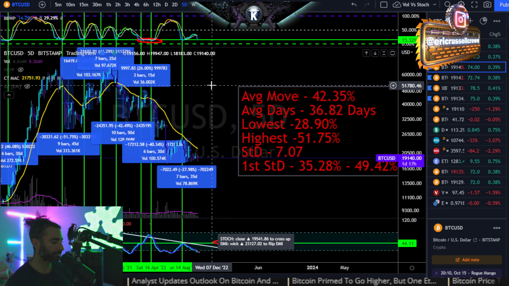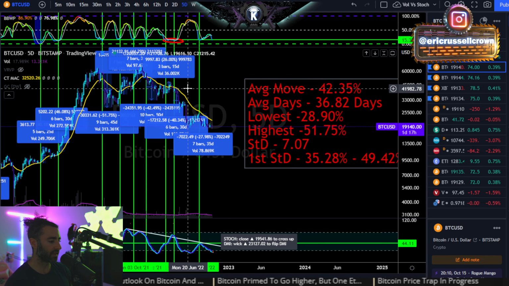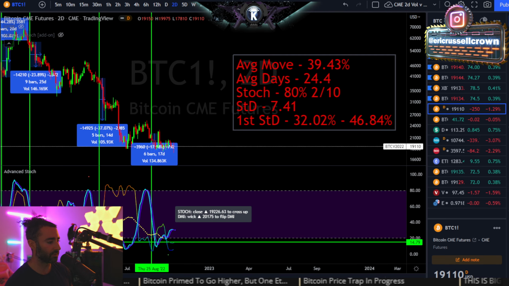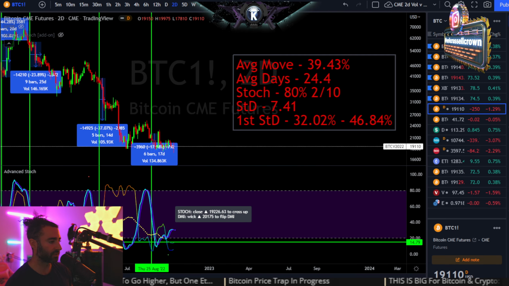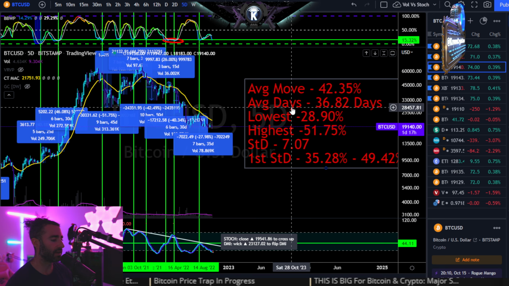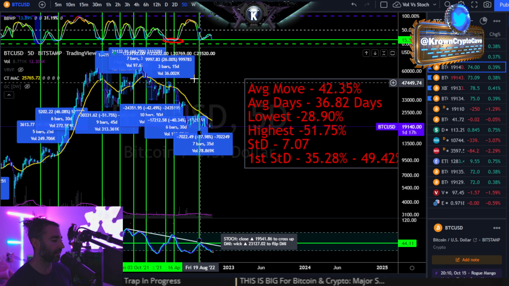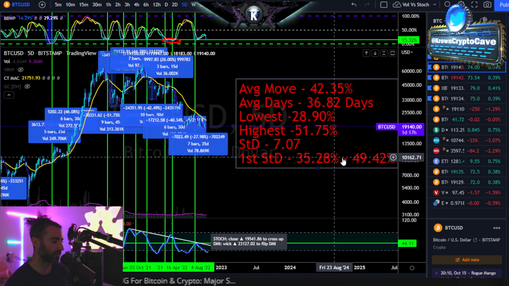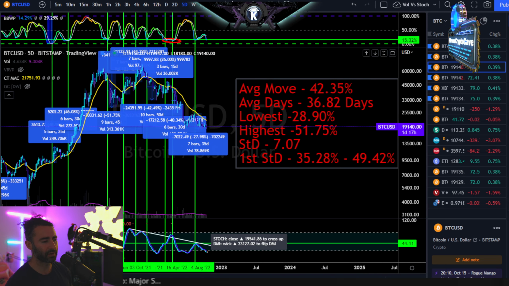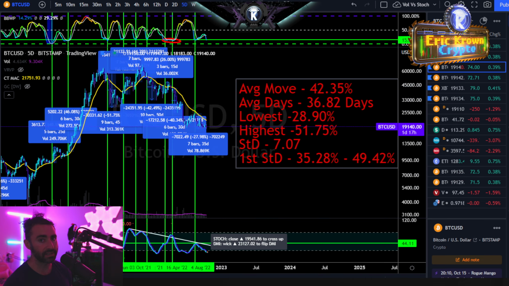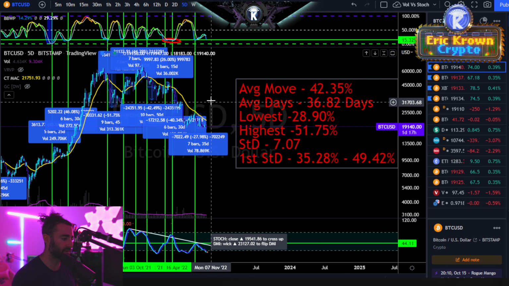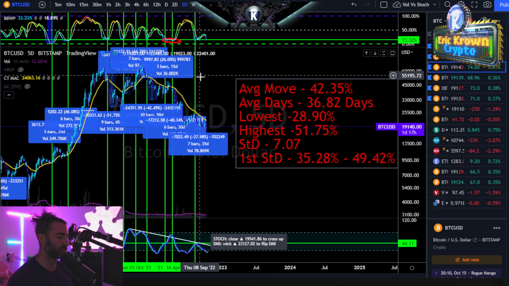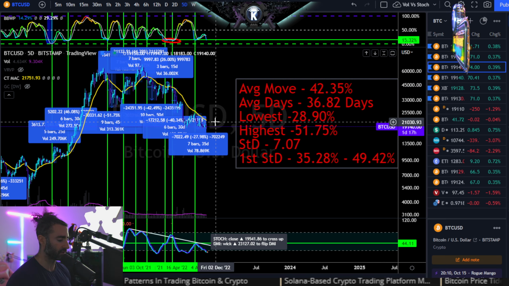Anyways, in this case, this signal does theoretically take longer than the 2-day one that we observed over here. This one was about 3.5 weeks. This one on the 5-day, about 37 days on average. And the first standard deviation would represent a range between about 35.25% all the way up to 49.5%. So very similar actually to the CME one over here, just completely different time frames and theoretically different charts as well, being that, again, this is spot and that was CME. So there's, you know, 2 days less of trading for this one.